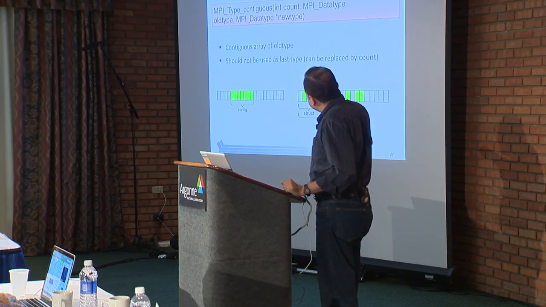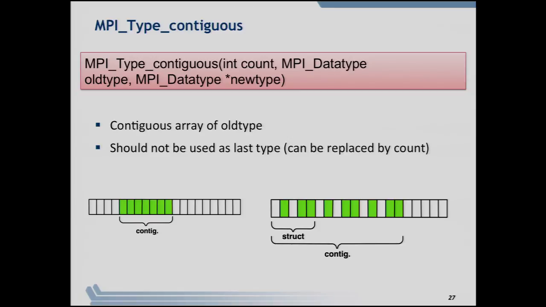The first one is MPI type contiguous, which is easy. If you want to create a contiguous data type, which means there is no stride or gap between the individual data elements, you can call MPI type contiguous, where count is the number of items of the old type that you want to describe, and what it returns is the new data type, which is effectively a contiguous type.